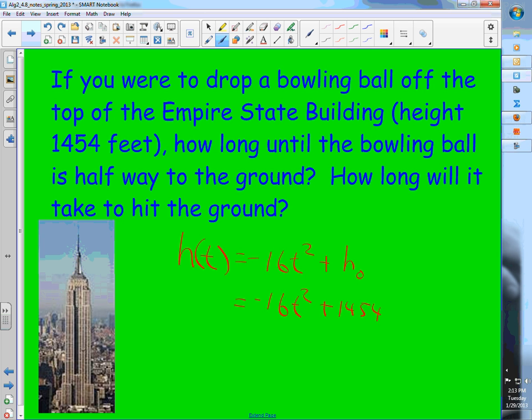Well, we're not doing anything yet. We're going to answer two questions. The first one is how long until the ball is halfway to the ground? What do you know about the ball when it's halfway to the ground? There are only two things you can know: time and height of the ball. Do you know either of those? Okay, how high is the ball off the ground when it's halfway?